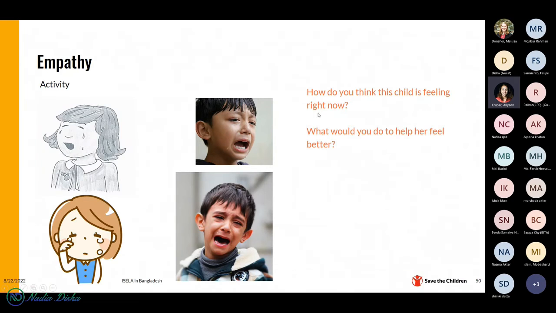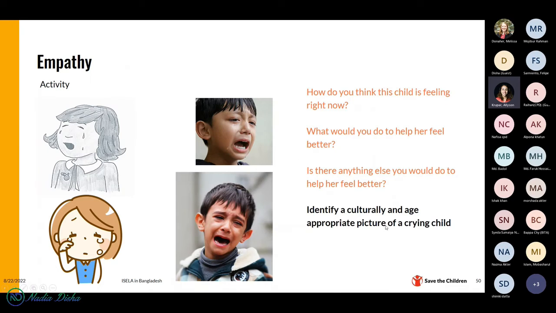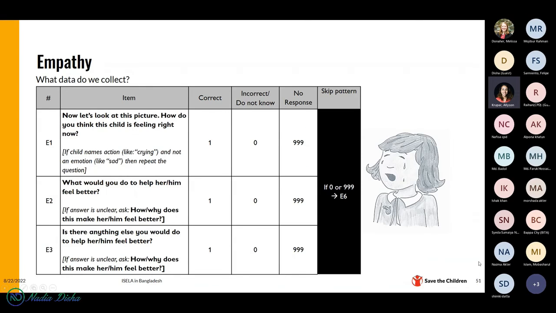So the questions that we ask are about how the child is feeling, what you would do to help this child feel better, and if there's anything else you would do. So again, we're thinking of appropriate or inappropriate, contextually relevant responses. And here I have highlighted that you need to identify a culturally and age-appropriate picture of a child with visible tears. Again, you want those visible tears to be there. If you are unable to, feel free to use one of these images.